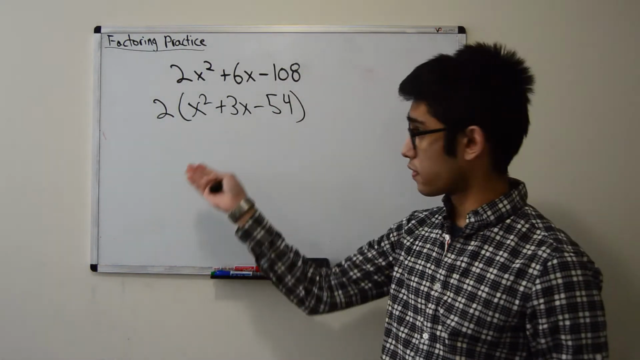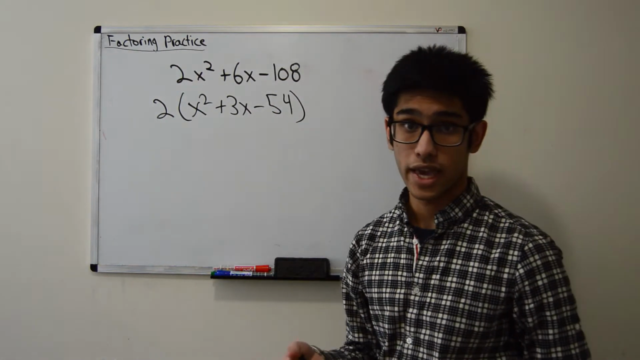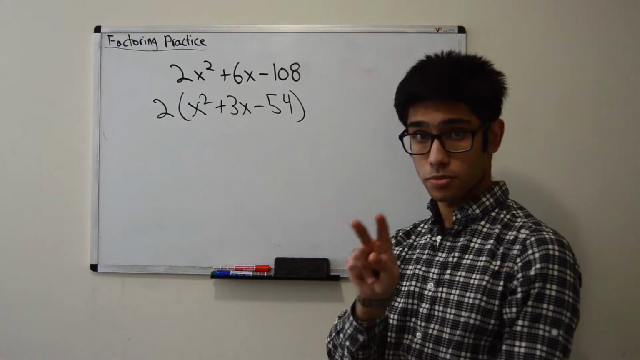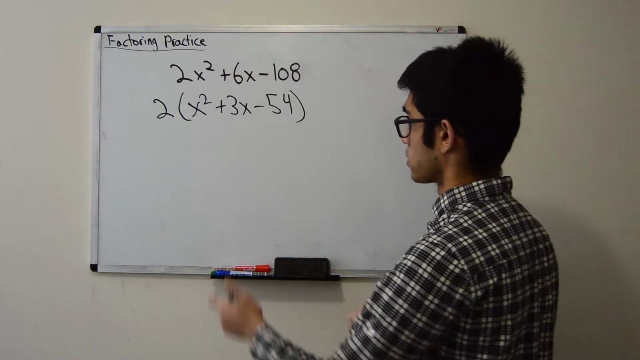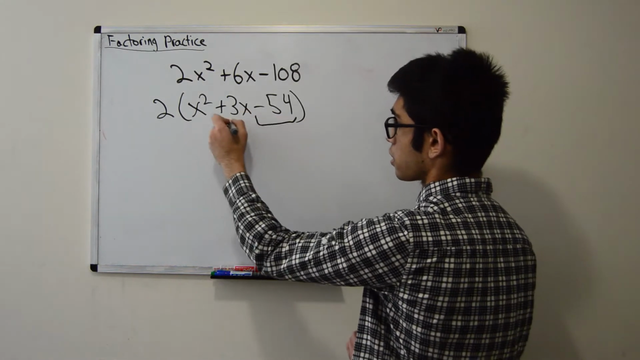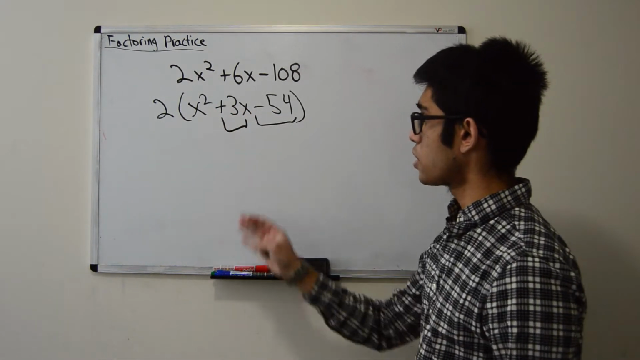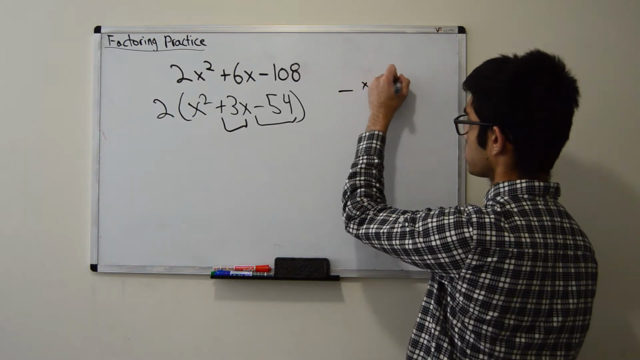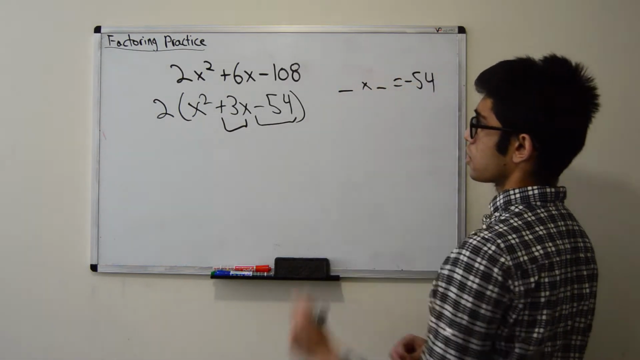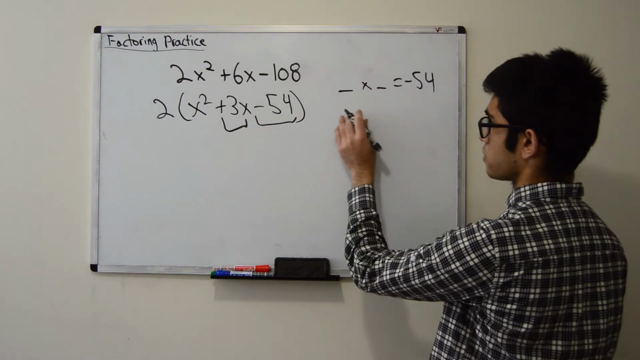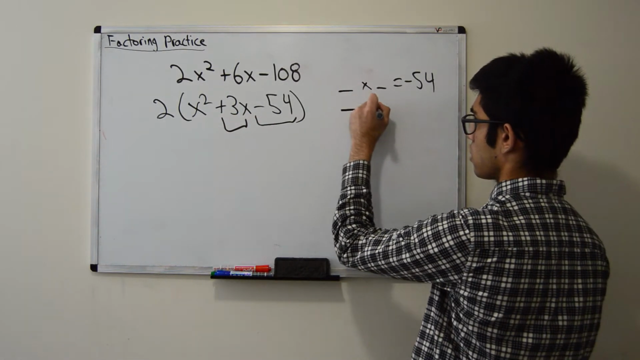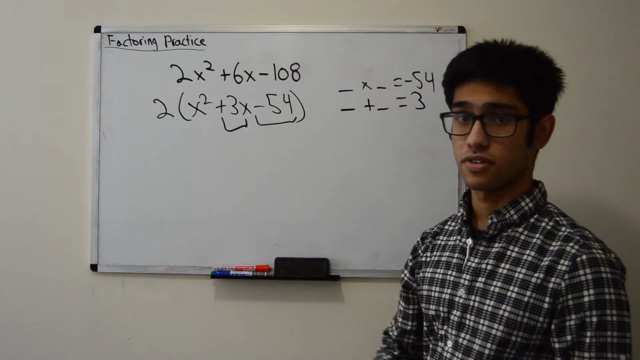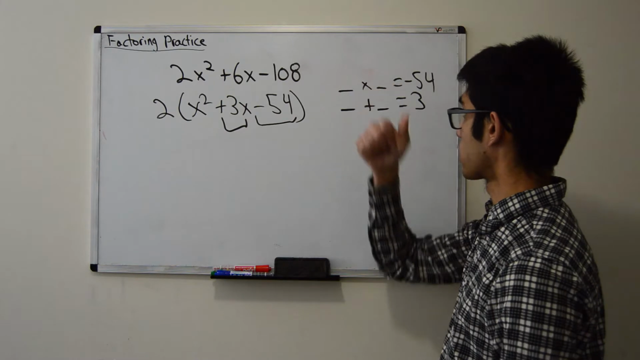Okay, great. Take a look at this trinomial here. This is something we can factor. Again, we look at two numbers, the number in the middle and the number on the outside. We're going to find two numbers that multiply to negative 54 and add to positive 3. Why don't you go ahead and attempt to find these two specific numbers.